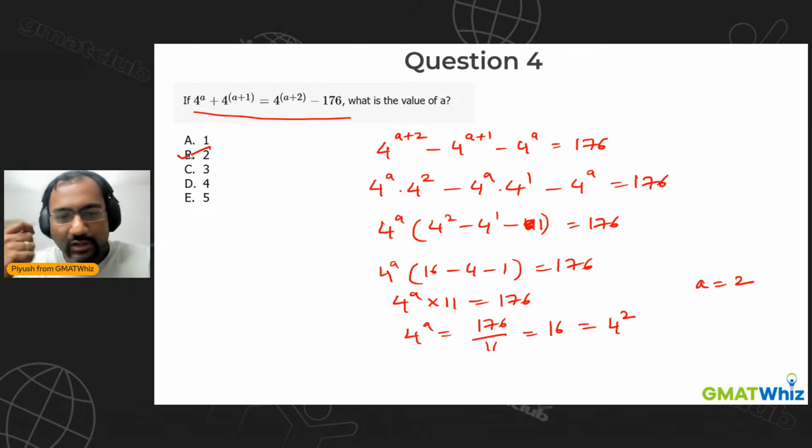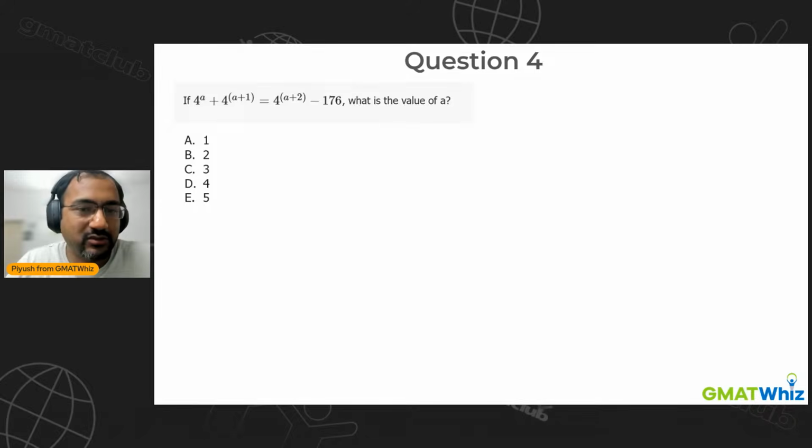If nothing strikes, you can always use the options also if you want to. Calculations might become tedious in some cases, and in some cases it might be easy. There were 3 values with 4 to the power a, so I did not plug in values directly over here. It doesn't make sense to do that.